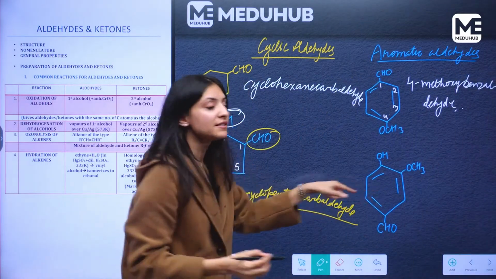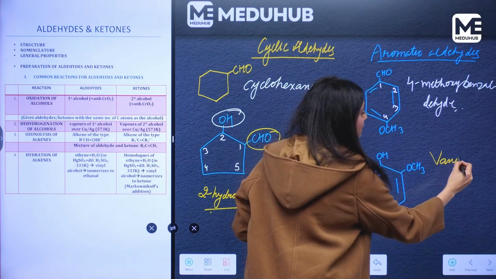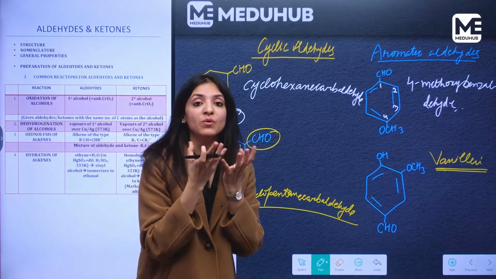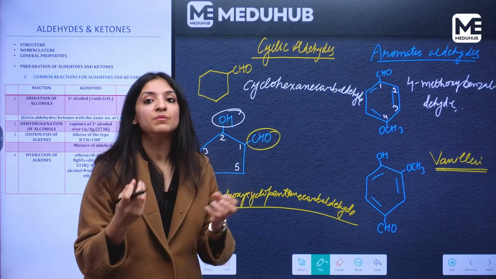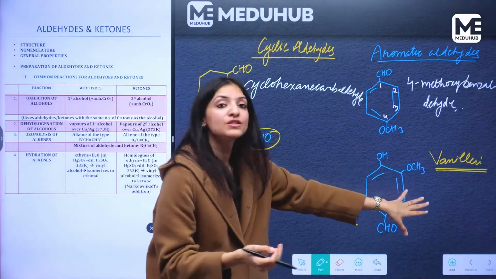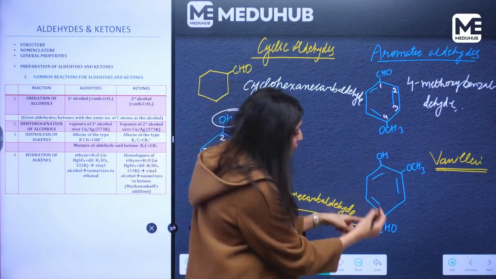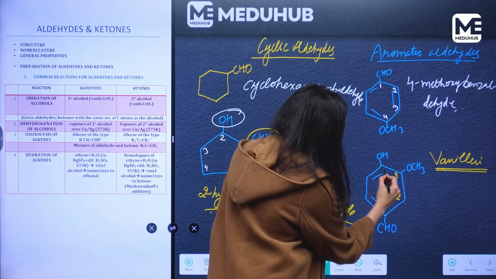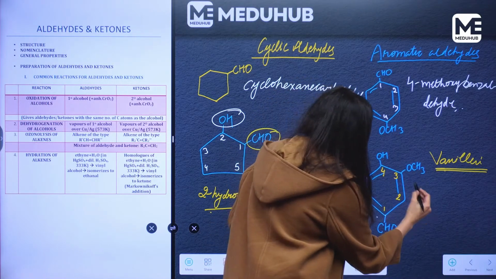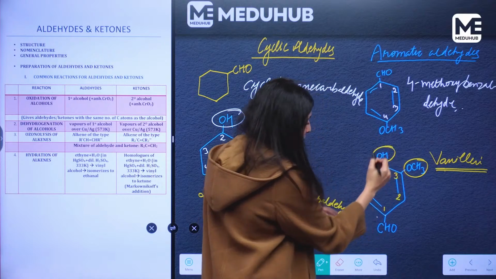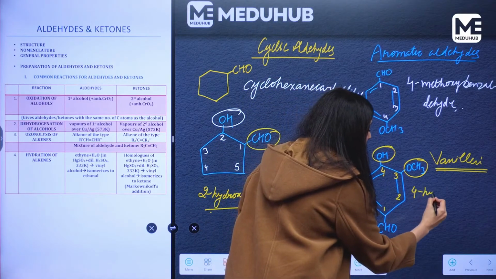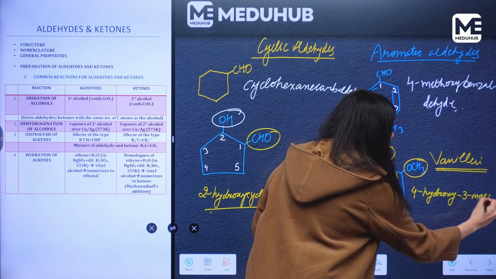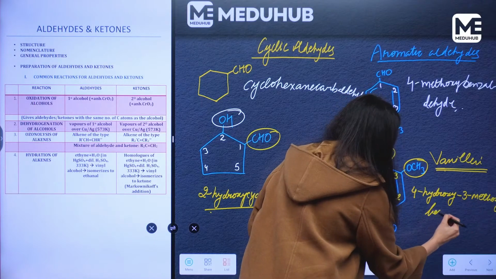Here, the common name of this compound is vanillin. This is obtained from vanilla beans. The smell you get when you smell vanilla beans, vanilla ice cream or vanilla essence that you add in cakes, it is because of this aldehyde here. So aldehyde group is at this carbon, so this will be carbon 1, 2, 3 and 4. This will be a methoxy group, this will be a hydroxy group, so it will be called 4-hydroxy 3-methoxy benzaldehyde.